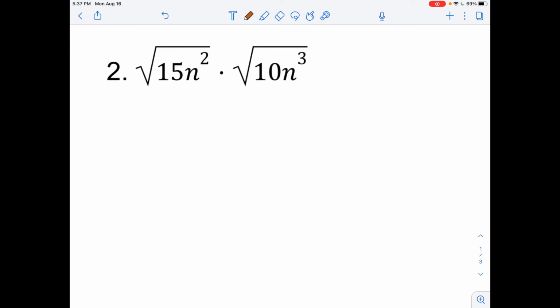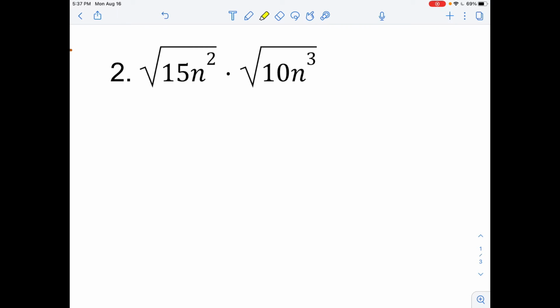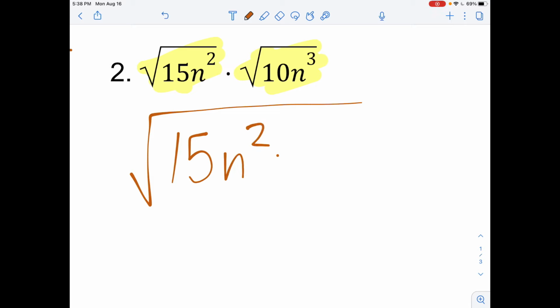Now let's try this next one, problem 2. Remember what I said, numbers go with numbers, radicals go with radicals. Well, do I see any numbers on the outside? Technically, I do have invisible ones here, right? But if I take 1 times 1, doesn't really affect anything. It's just 1 times 1. So we don't care too much about that. Then I'm going to highlight my radicals. Well, I know what happens. If I have a radical times a radical, I just take one big one and then multiply everything underneath it. So I'm just going to write the square root of 15n squared times 10n cubed.